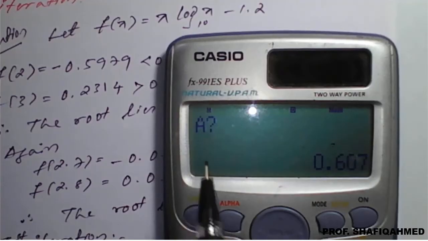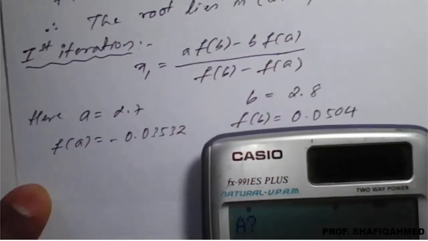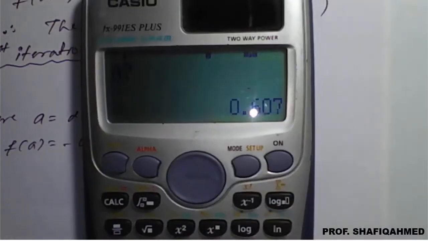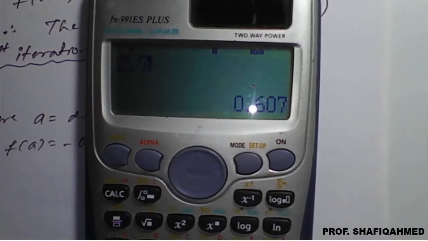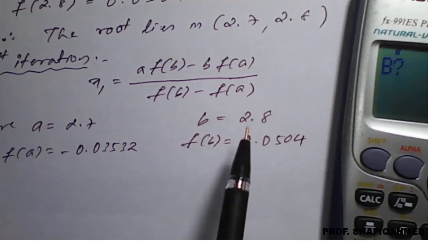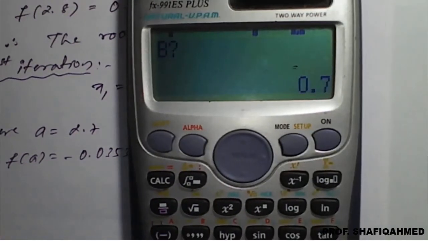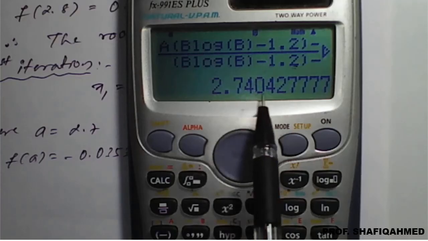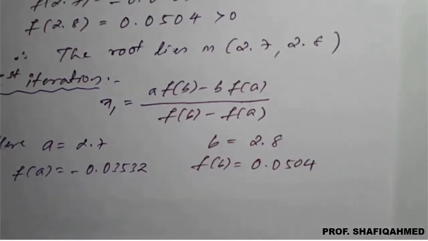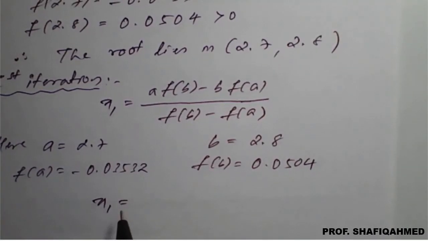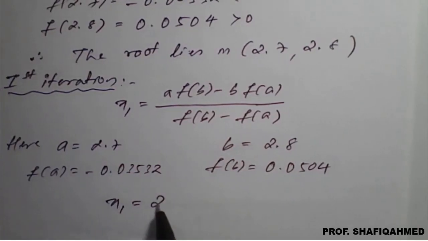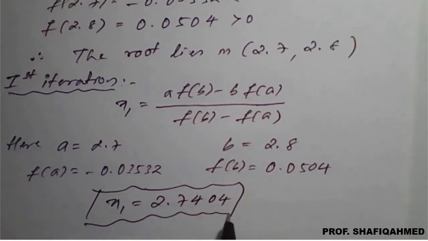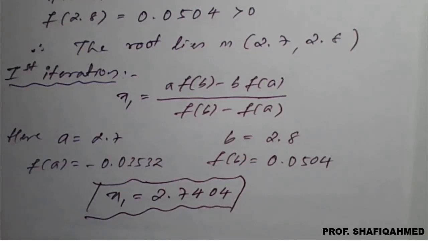Once you go to the calc option, it will ask the value of a. So what a value we have taken here, that value we have to apply. So the a value is 2.7, apply here, a value is 2.7 equal to, and b value is 2.8, equal to sign, and see that the answer is 2.7404. I will round up to 4 decimal places. So therefore the x1 value is 2.7404. So once we got x1, we have to go for x2, x3 and x4.